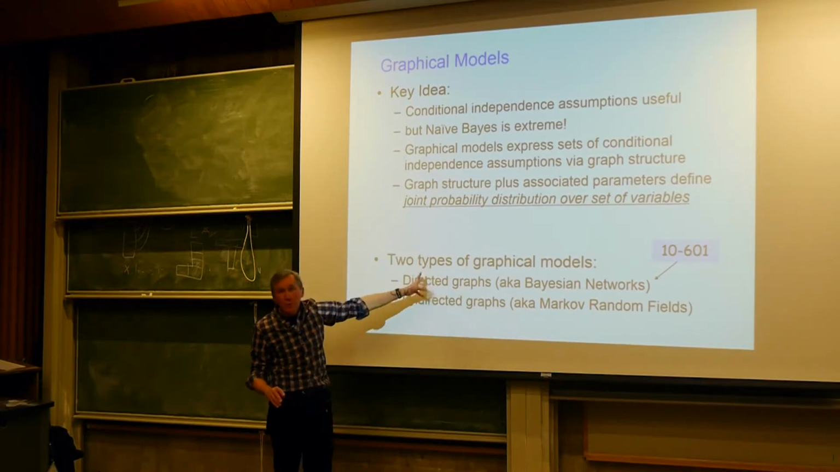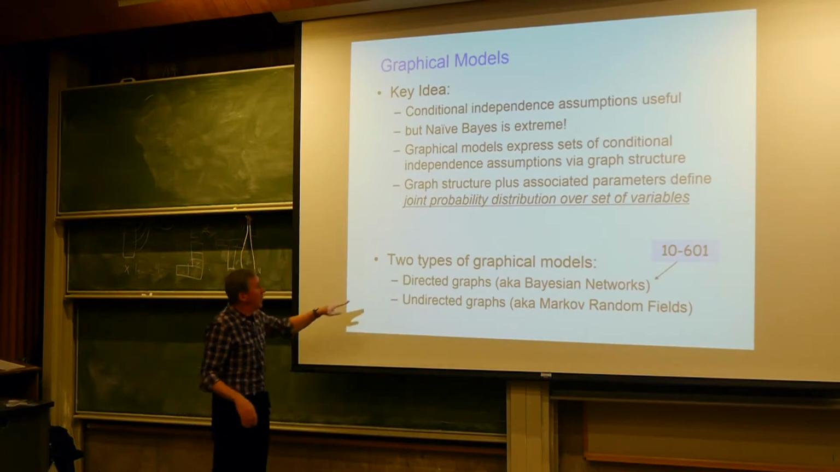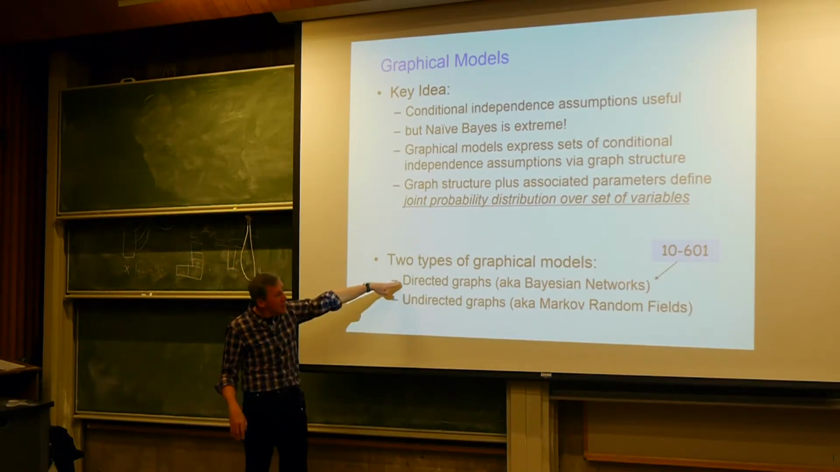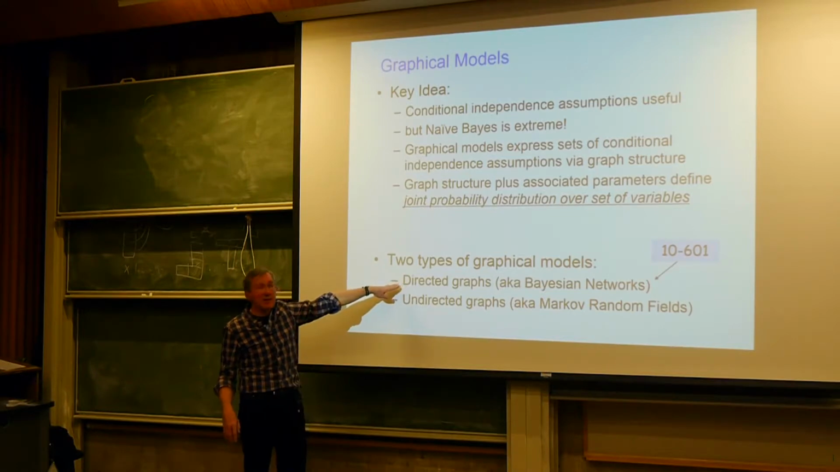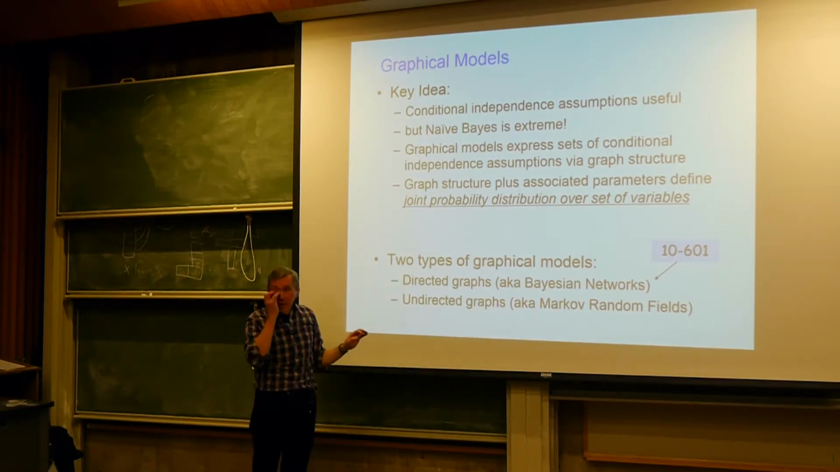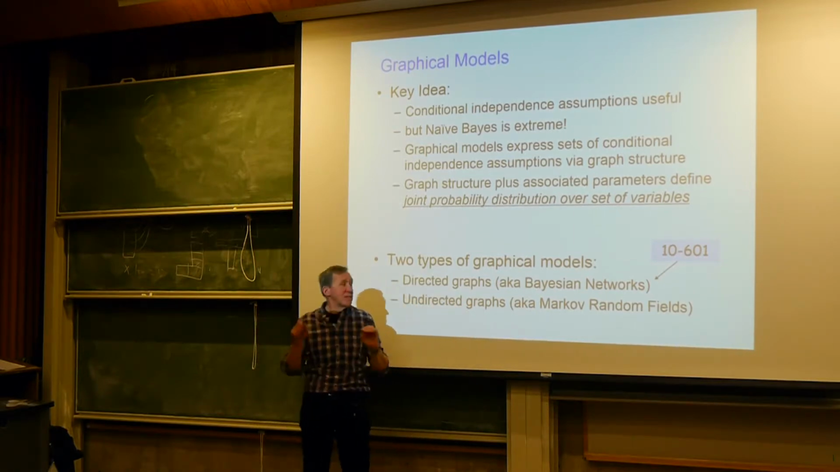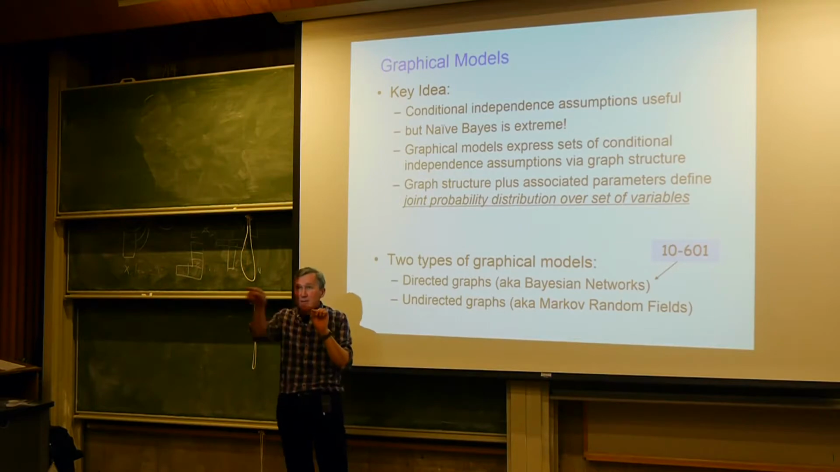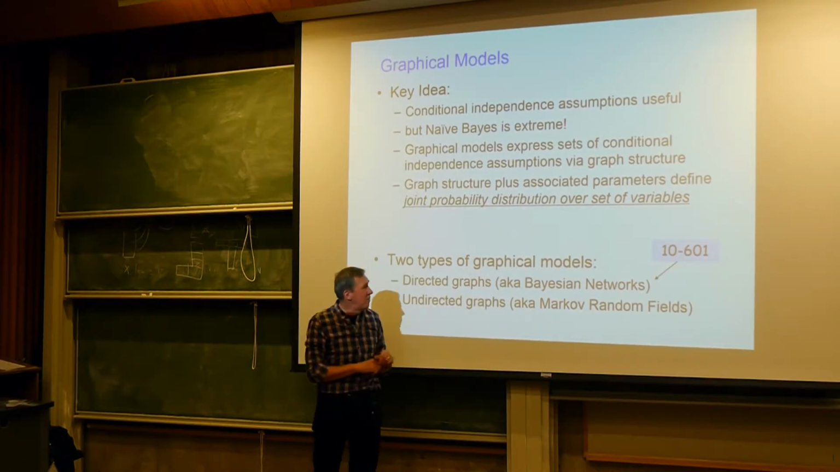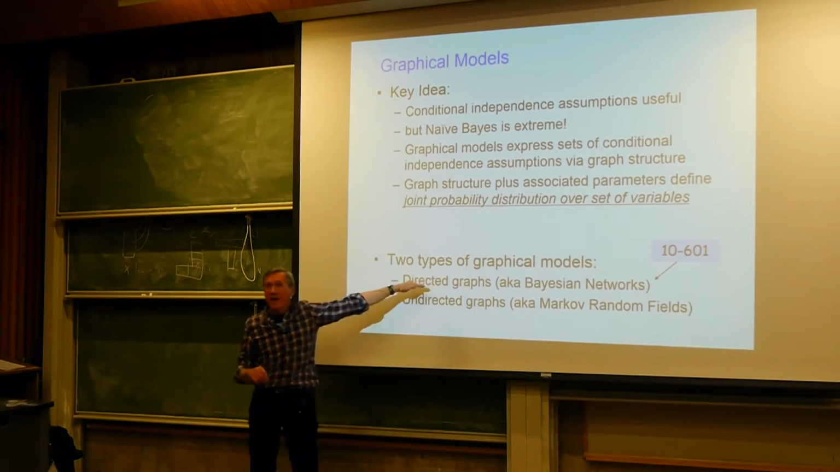And there are really two dominant types of graphical models that you'll see in the literature. We're going to talk about directed graphical models, also known as Bayes nets. You'll also see in the literature some work on undirected graphs. That just means the edges do or don't have direction on them. And both of these are very useful. In this course, we're going to focus on this one.